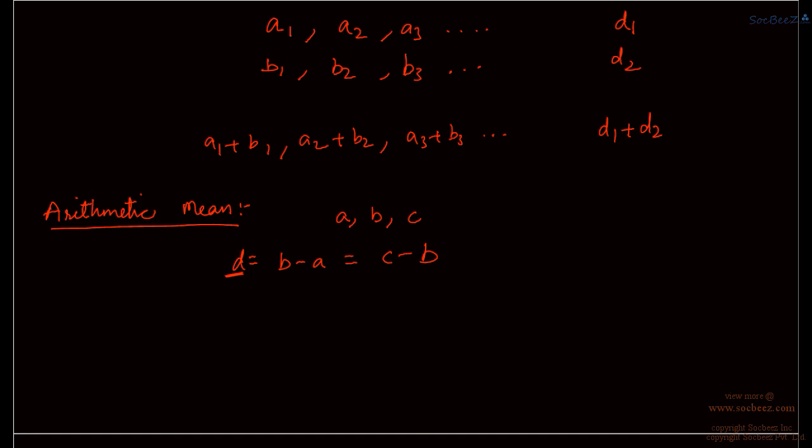C minus B, right? The common difference is constant, so we can always write this equation. Now what do we get from this? We get that 2B is equal to A plus C, or in other words, B is equal to (A plus C) by 2. And this is called the arithmetic mean. B is the arithmetic mean of A and C.